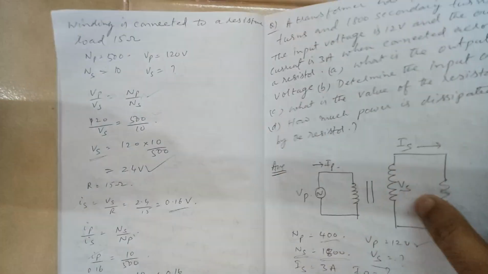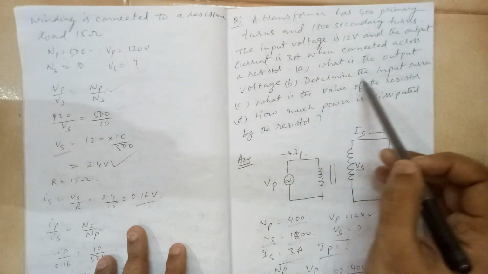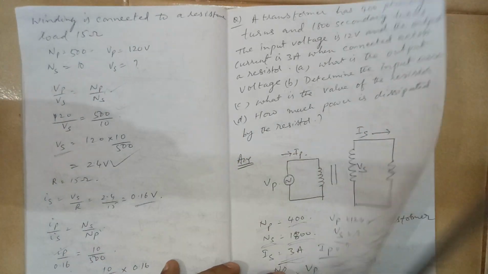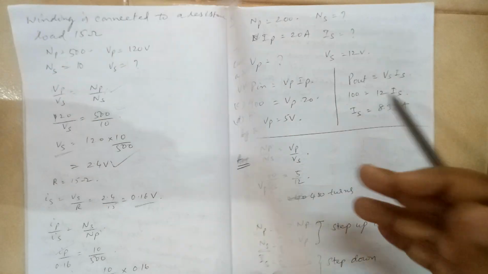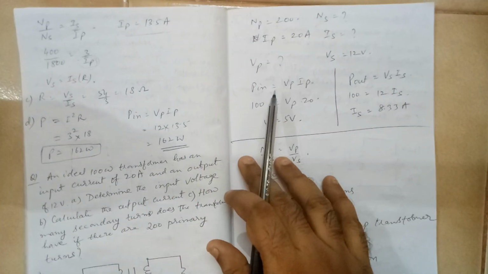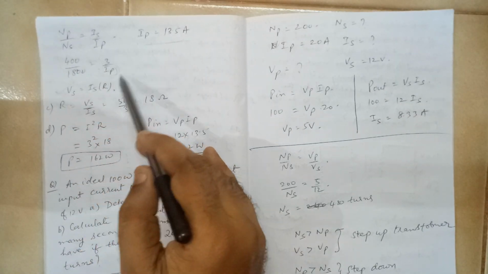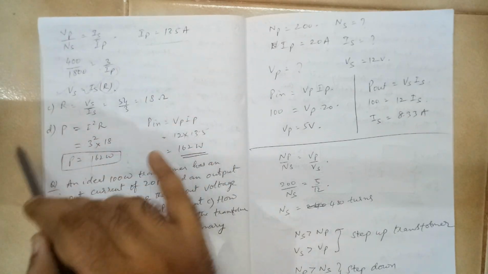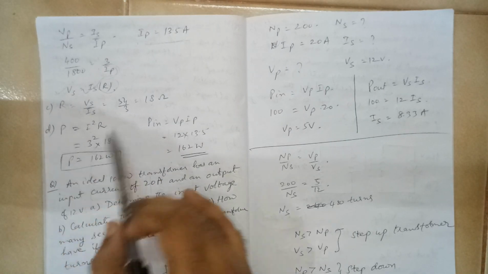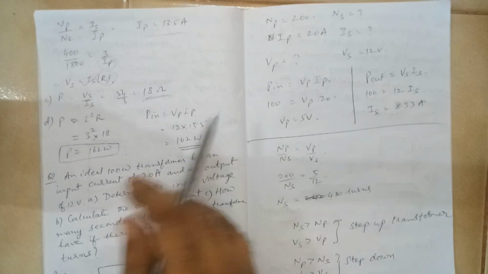Now, what is the value of the resistor? Determine the input current. Input current is Ip, we have found that out. What is the value of the resistor? You have to find the value of the resistor. Secondary voltage is known, secondary current is known, so we can get the value of R. R is equal to 54 by 3, which is 18 ohms.